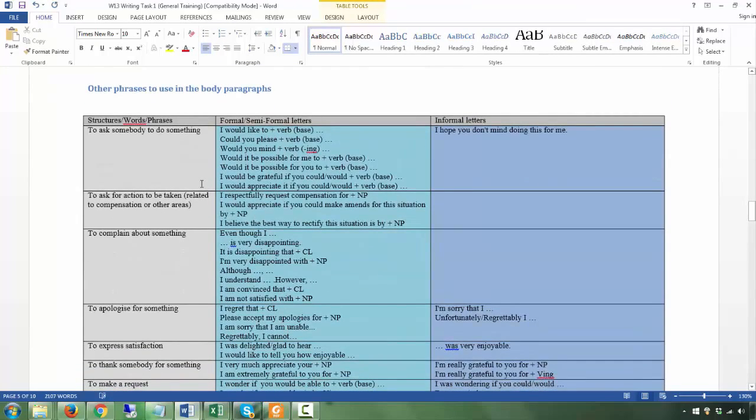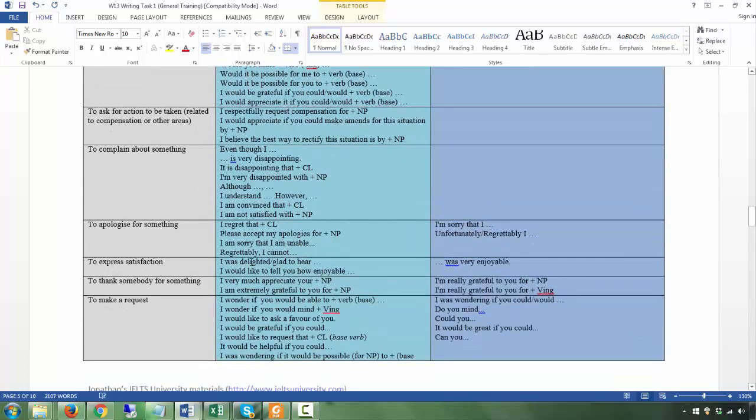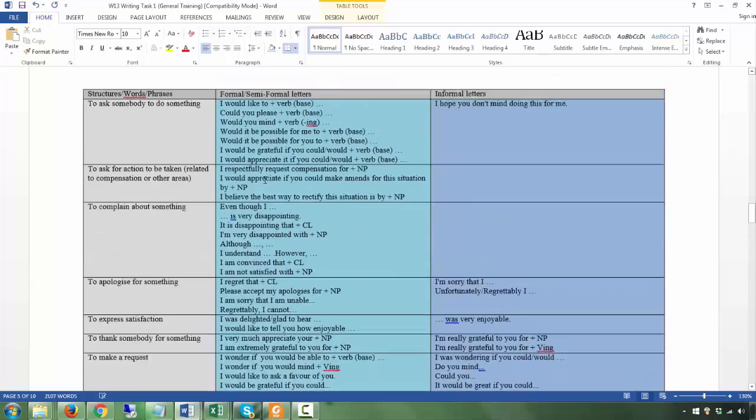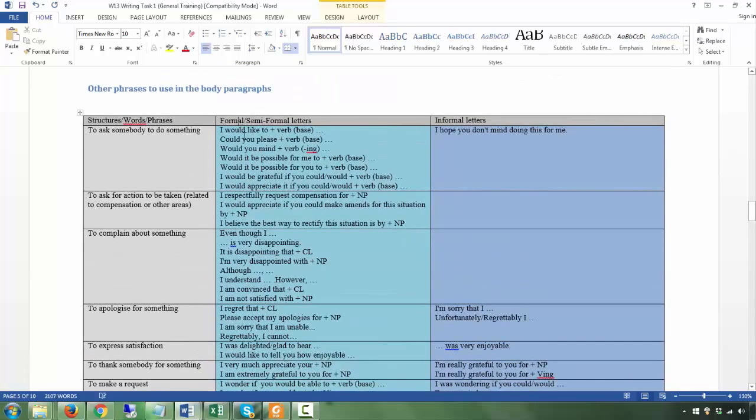Depending on the purpose of what your whole letter is about. So if you're asking somebody to do something, if you're going to complain about something, if you're going to express satisfaction, to make a request, etc., these are important formal phrases.